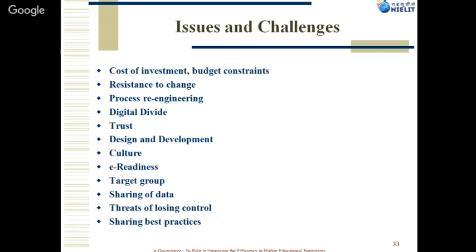But like any other research work or any other work, there are some issues and challenges. In e-governance also, we have some issues and challenges that need to be overcome in its implementation. First is cost of investment. Though operational cost may be less, the cost is high, and generally higher educational institutes have some budget constraints. So because of this, we need to look for another model like outsourcing instead of an initial huge investment.